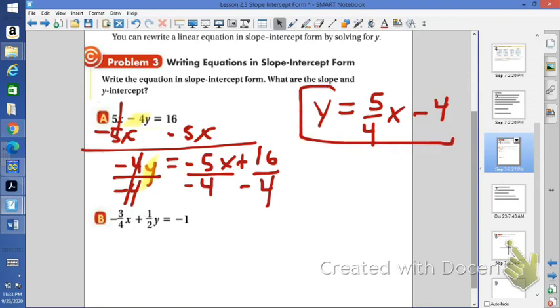All right, so as you can see here, we started with an equation not in slope-intercept form, but by solving for y, notice we now have an equation in slope-intercept form. All right, so what would our slope be? Our slope would be 5/4, and our y-intercept would be negative 4.